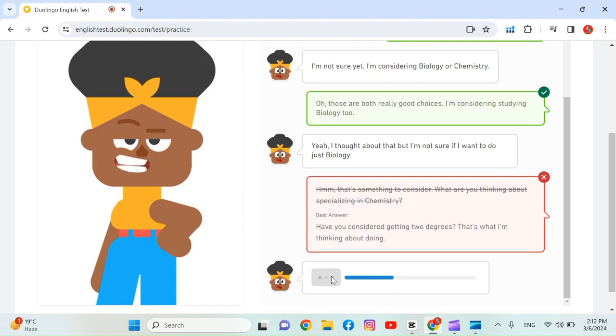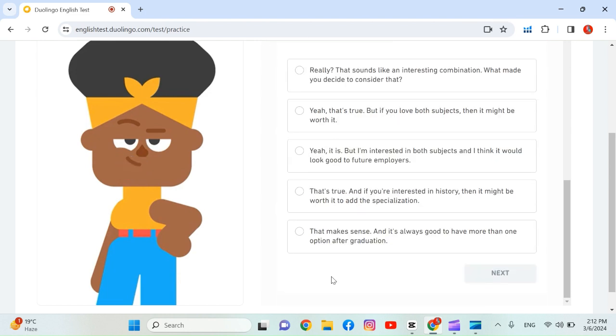But then it would take me even longer to graduate, and I'm not sure if I want to be in school for that long. So what do I do? It's always good to have more than one option for graduation. That's true. Yeah, it is. But I'm interested in both subjects. I think it would be good to look at future employers. Yeah, that's true. But if you love both subjects, then it might be worth it.